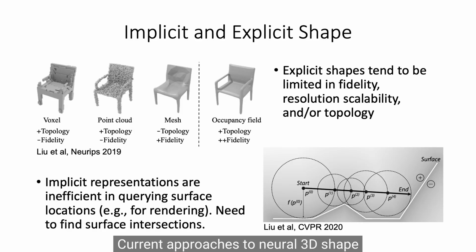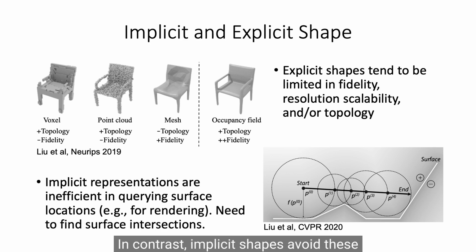Current approaches to neural 3D shape representations are either explicit, like voxels, point clouds, and meshes, or implicit, such as occupancy fields and signed or unsigned distance fields. Explicit shapes tend to have issues with fidelity, constrained topology, and scalability with increasing resolution.